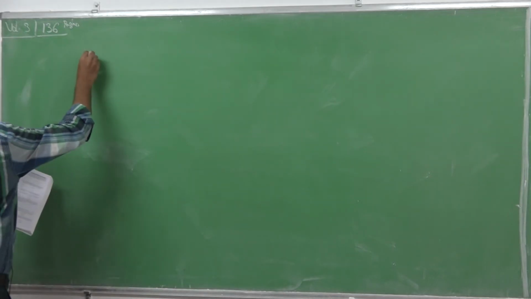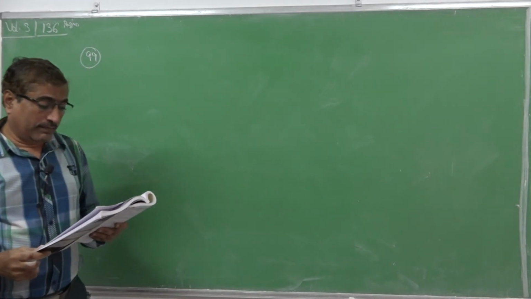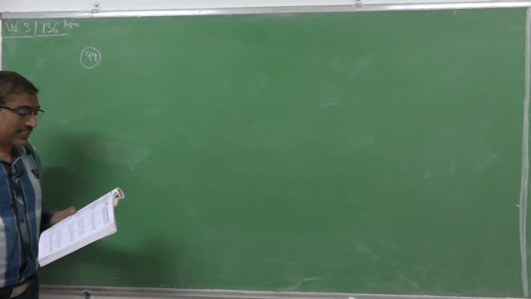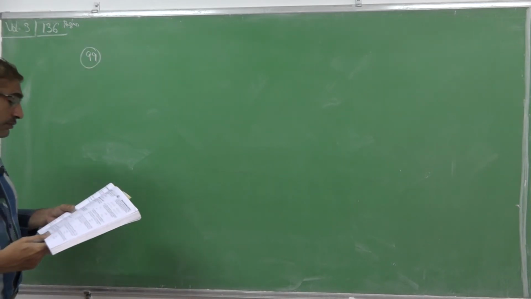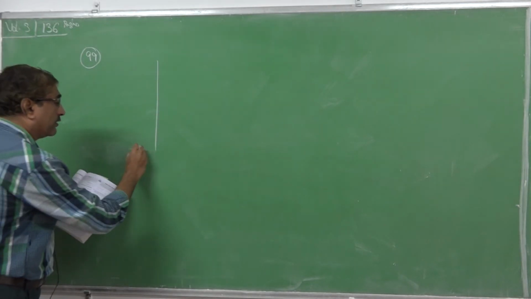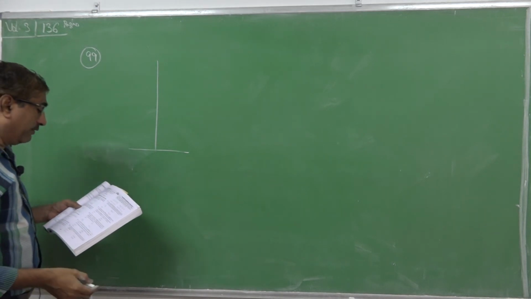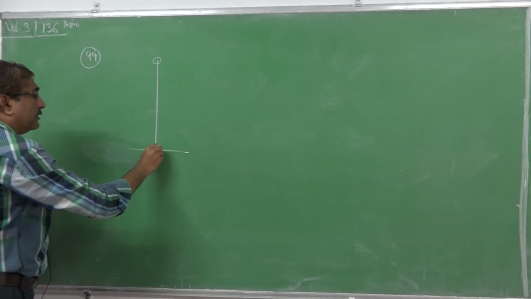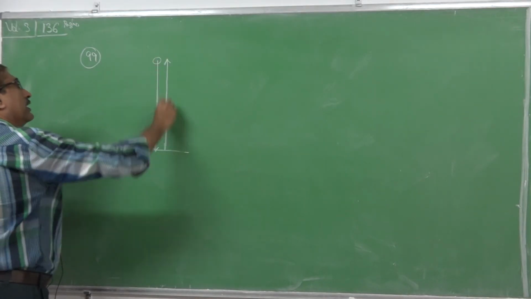Next, 99. A body is dropped from a height h on a floor and makes elastic collisions with the floor. The frequency of oscillation of its periodic motion is? Suppose a ball is dropped from this position, so it hits the ground. Due to elastic collision, it rebounds to the same height h and again falls and again rebounds.